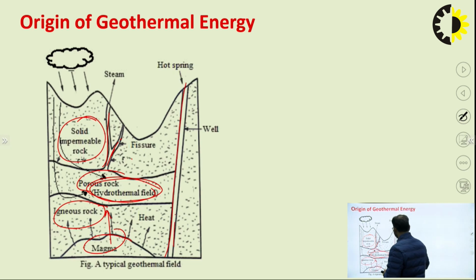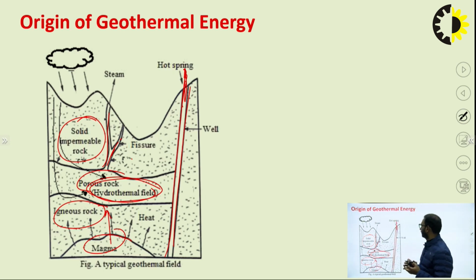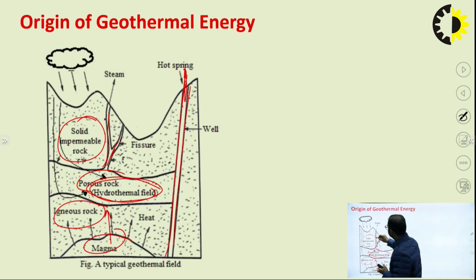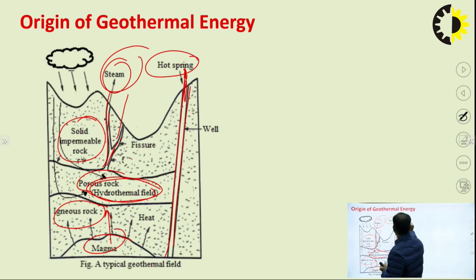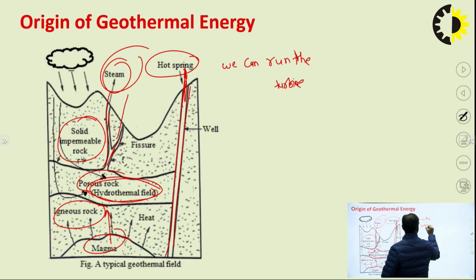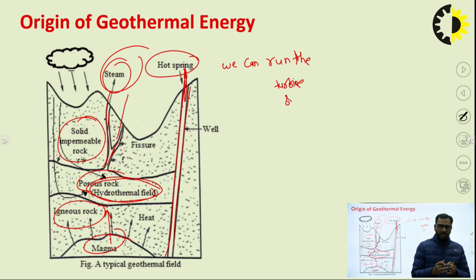Okay, here we can obtain the hot spring, and through fissures we can obtain steam, and using this hot water and steam we can run the turbine, and the turbine runs the generator, which produces the electricity.